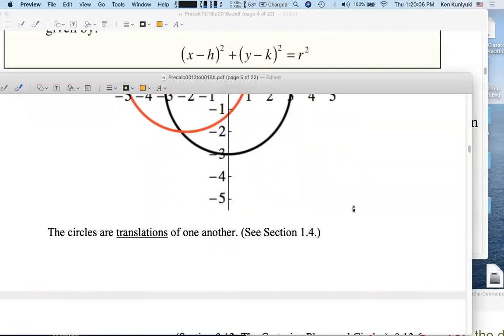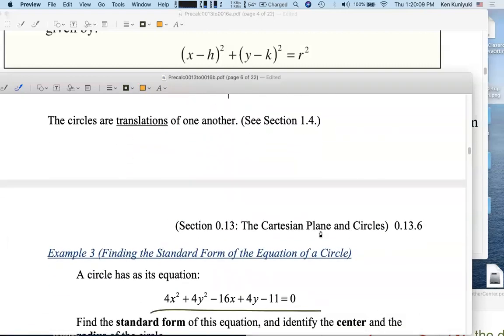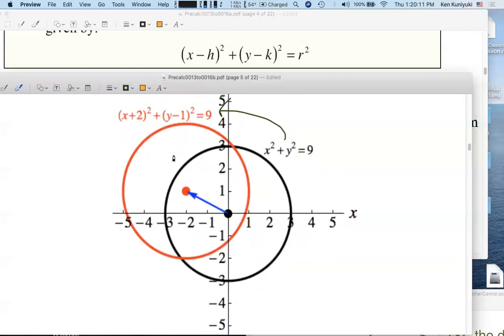Next up, how do we make an equation like this look something like this? Put it in standard form. Next time.